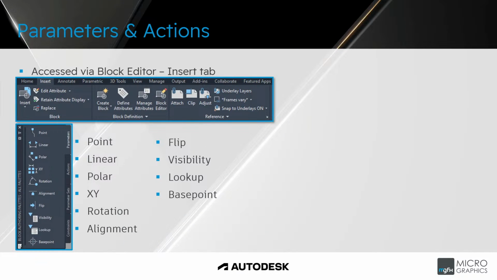Okay, so once you've created your block, you'll open it up in the block editor, and there you'll see a palette open that should normally be open to you. And within that palette, you'll see parameters. And these parameters consist of the point, linear, polar, X, Y, rotation, alignment, flip, visibility, lookup, and base point parameter. And these are your first port of call when you're building up or creating a dynamic block. You'll need to put these in and then assign actions to them. Okay, so they're quite self-explanatory, but we'll get to using some of them later down the line. All right.